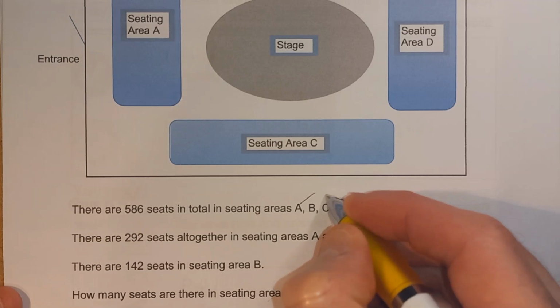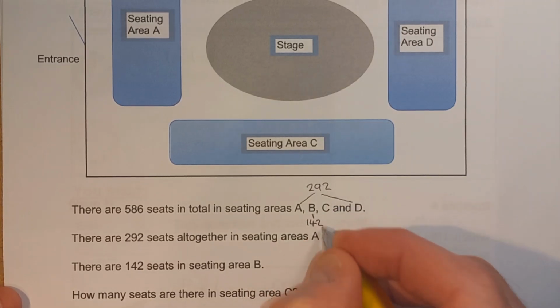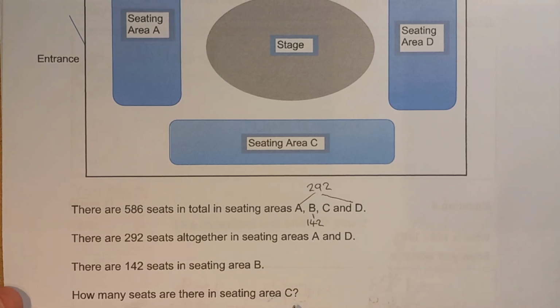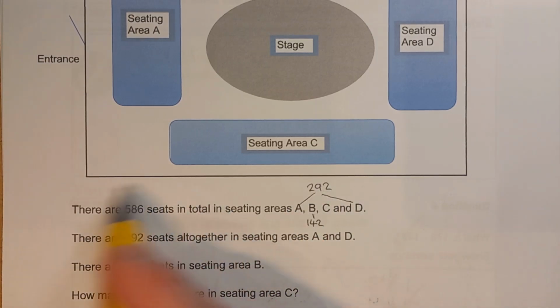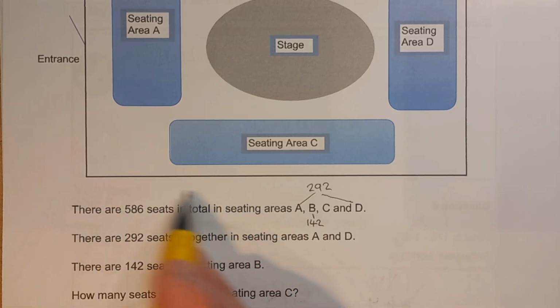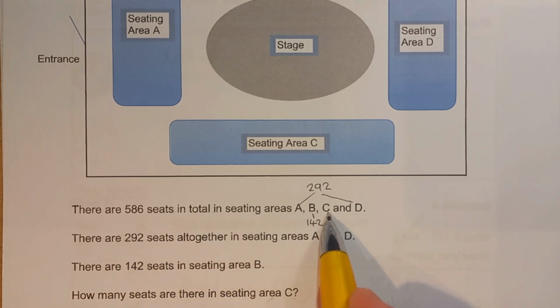So A and D, that's 292. And there are 142 seats in seating area B. 142. How many seats are there in seating area C? Well, if we add the 292 to the 142, that's going to give us the total number of seats in A, B and D. If we then take that total away from the entire total, the maximum of all the seats we've got, what we're going to be left with will be the seats in area C.